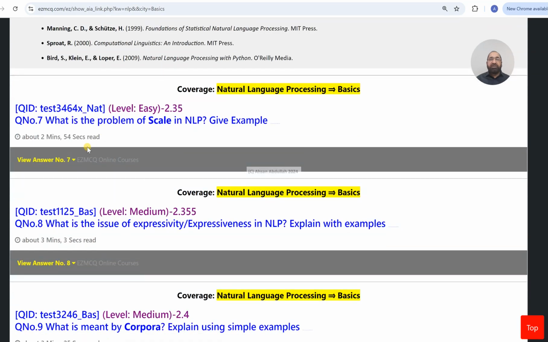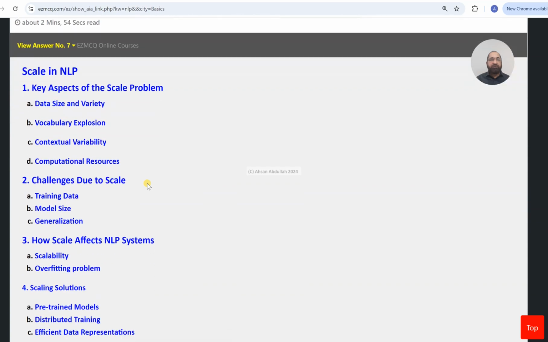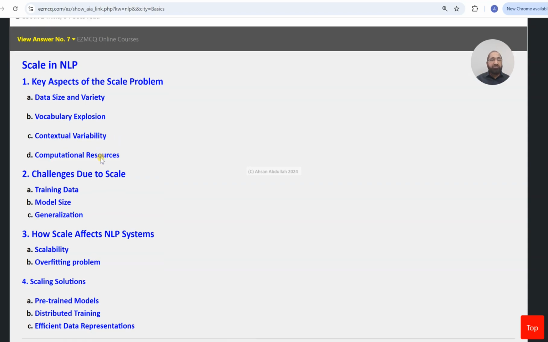So, what is the problem of scale in natural language processing? This is similar to the question which we have already looked at, but the problem is so profound that I have to spend some more time on it. So, the data size and the scale is how much the scope of the problem, so to say. The size of the data and the variety itself, right? I'll give you some numbers also, and then the vocabulary, and of course, a word has a certain meaning in a different context. So, contextual variability is there, and it requires a lot of computational resources. It is a complex problem, and these resources may not be available everywhere.